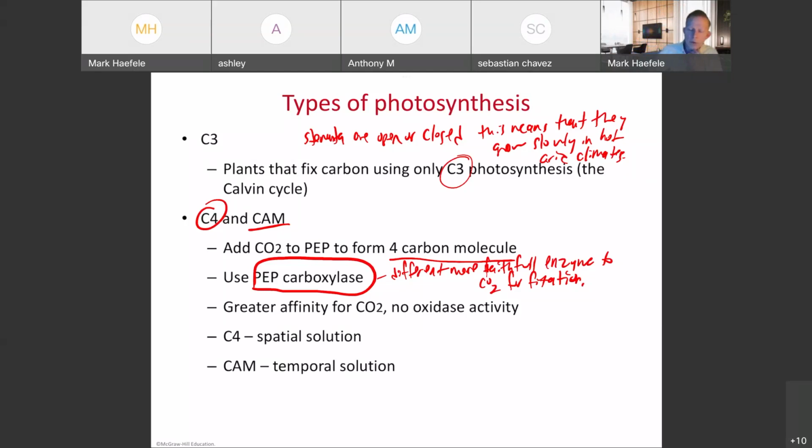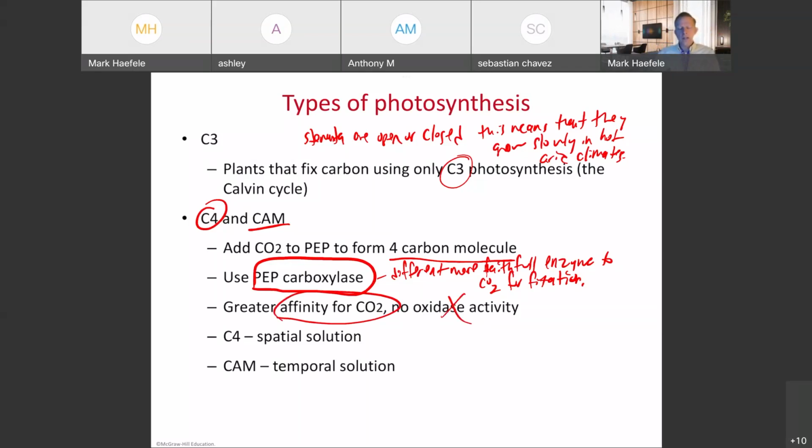And that's important, right? It only has that one side to it, which is what you want, and no oxidase activity, none of that oxygenase stuff. And so both of these C4 and CAM plants will use PEP carboxylase as a more faithful enzyme to actually do their carbon fixation, which is critical. And it's a huge innovation over C3 plants.